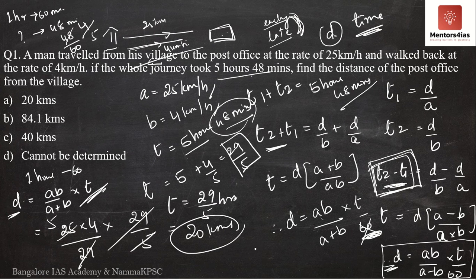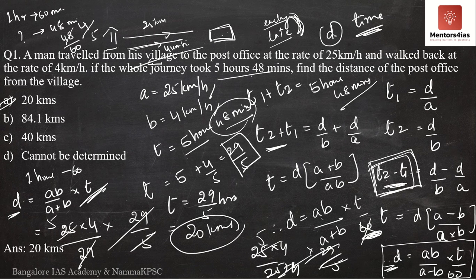You can simply start with 25 into 4 divided by 25 plus 4, which is 29, into 29 by 5. You have to convert this, obviously. This is one extra step. Then 29, 29 cancel, 5 25s are 5 5s are 25, 5 into 4 is 20 kilometers. Therefore, it is option A. The correct answer is 20 kilometers.